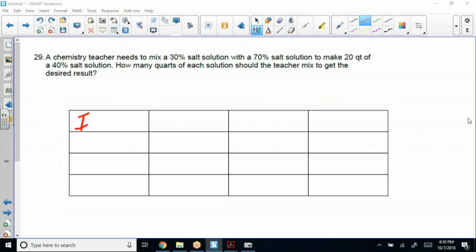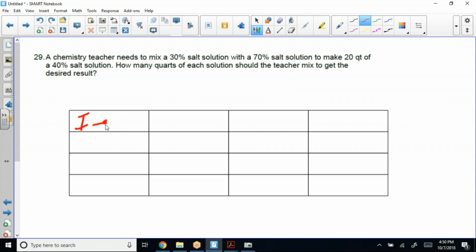Do you want me to set it up as a system? Doesn't really matter to me. I can set it up as a system. Why don't I just work it both ways? That way you've got the freedom to do it however you want to. Fair enough? I'm assuming the other way you mean a system of equations, right? Yeah.